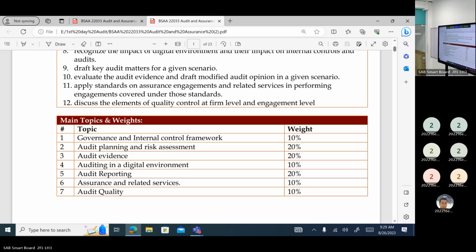Audit is the process and assurance is the result. Audit is the testing of a process or testing of a subject matter. And assurance is the certification that we are giving on that subject matter, depending on the level of quality of that subject.